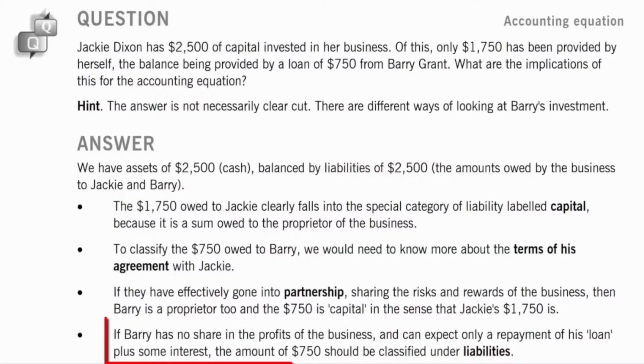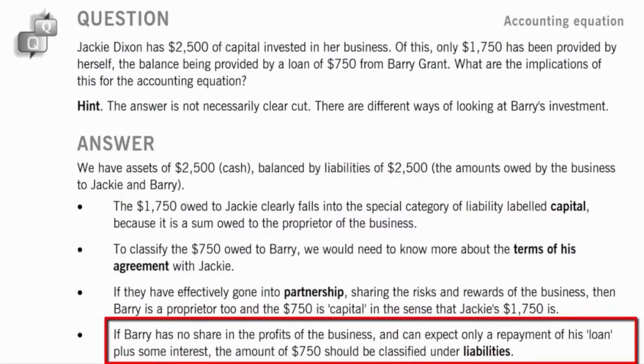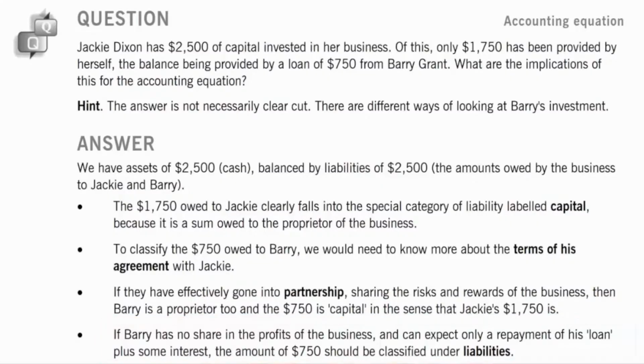Scenario 2. Barry is a lender. On the other hand, if Barry is simply lending the money and has no share in the business's profits, then the $750 would be classified as a liability. Why? Because the business is obligated to repay Barry, likely with interest. In this case, Jackie's $1,750 remains as capital. Barry's $750 is classified as a liability.